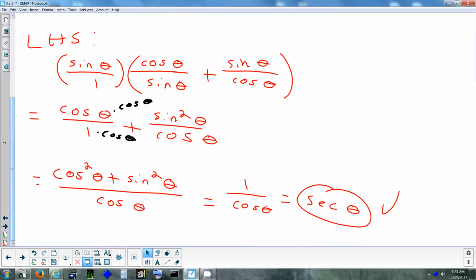How did you get to 1 over cosine? So this is Pythagorean identity number 1. And Pythagorean identity number 1 says if you take cosine squared and add sine squared, it always equals 1. Any other questions on that?